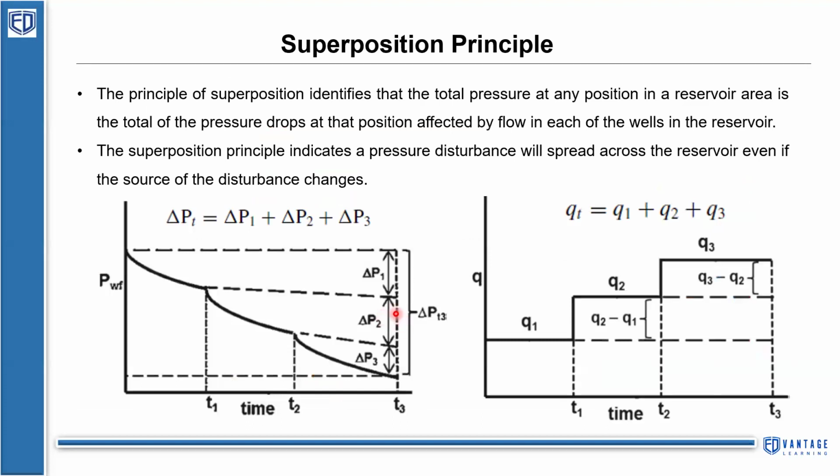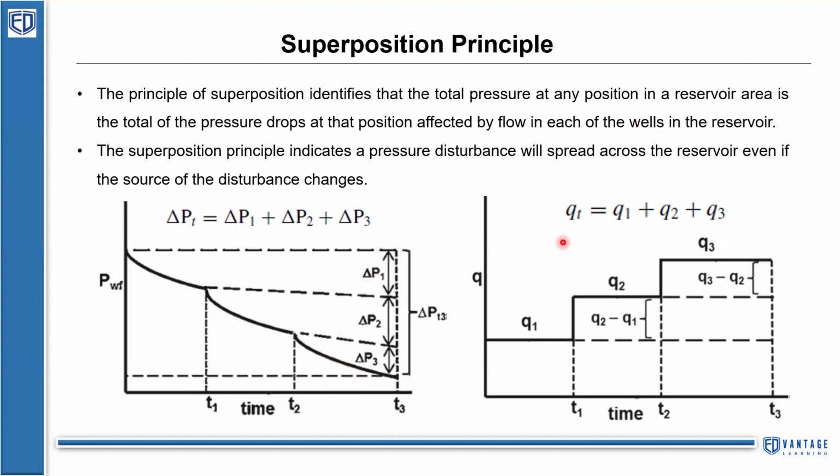Also, the principle of superposition. If you look at the principle of superposition, it identifies that the total pressure drop at any position in the reservoir area is the total of the pressure drops at that position affected by flow in each of the wells. If you do multi-rate tests, or maybe multi-well testing, you have a single well and you have two observation wells. In that scenario, you need this principle of superposition where the actual pressure drop is now a sum of the pressure drops from each well: delta P1, delta P2, and delta P3. So the entire drop will have these three components.